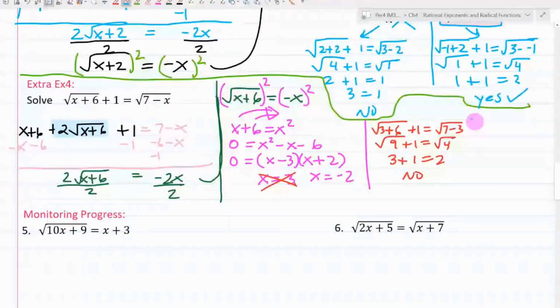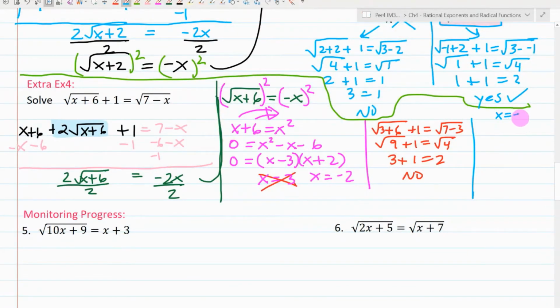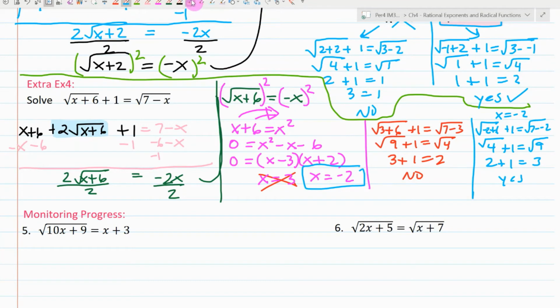Then I'm going to go ahead and try negative 2. So the square root of negative 2 plus 6 plus 1 is equal to the square root of 7 minus negative 2. So the square root of 4 plus 1 is equal to the square root of 9. 2 plus 1 equals 3. Yes. So negative 2 is the correct solution.